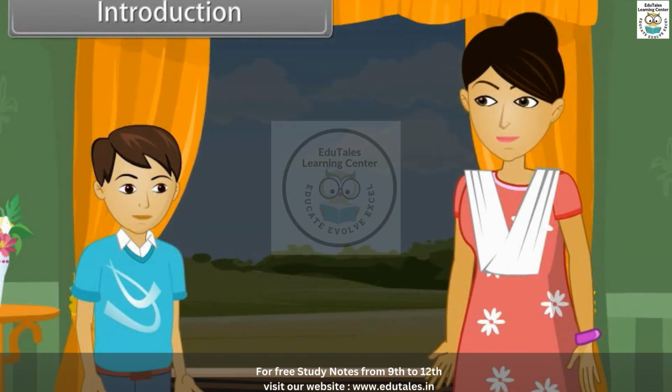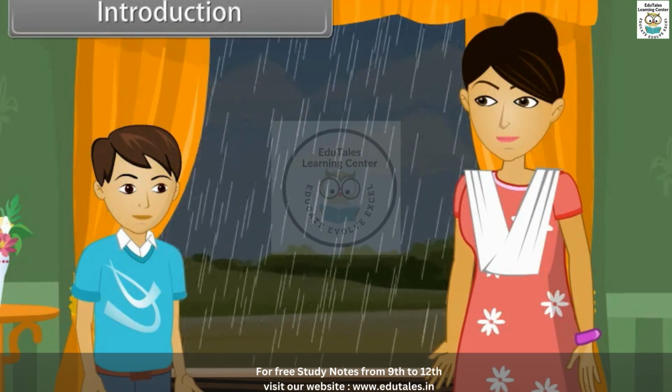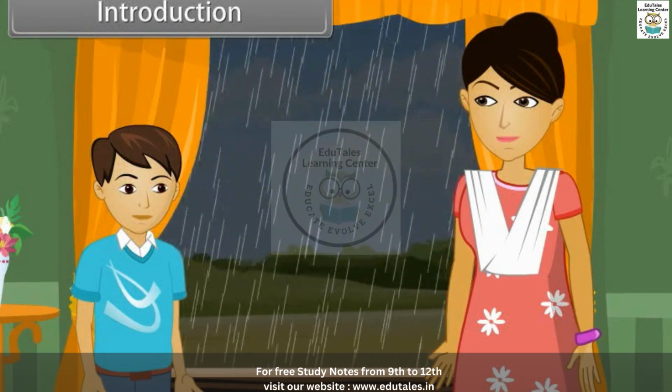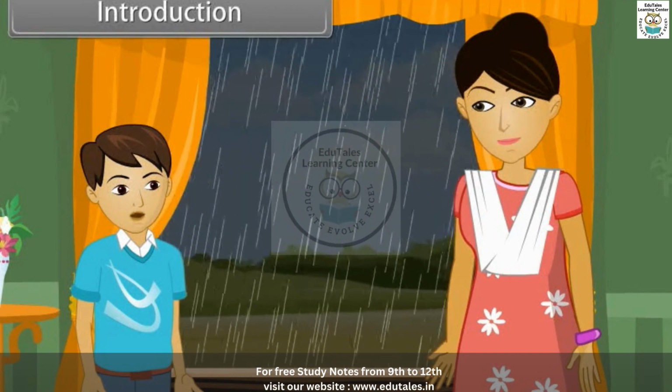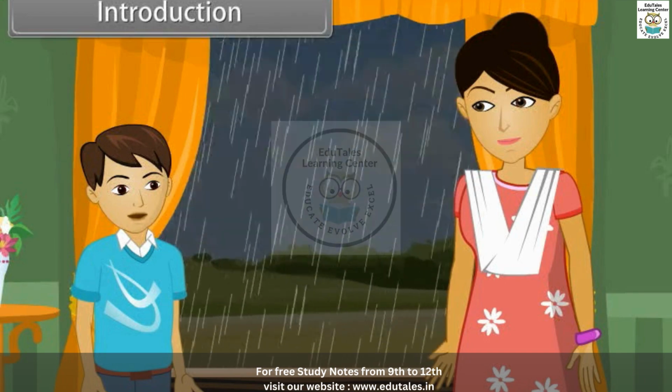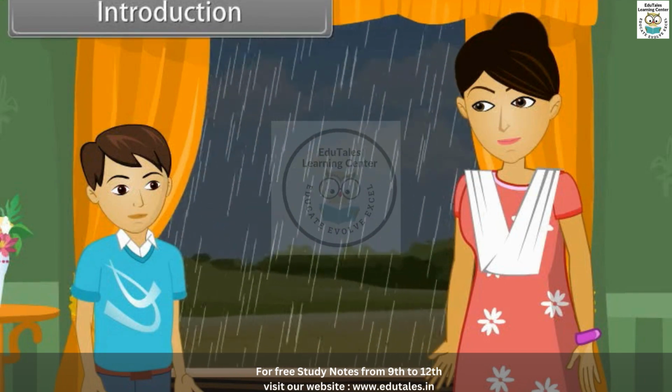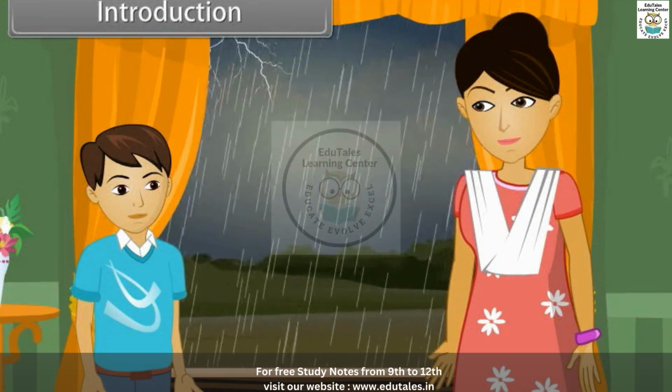Sumit and his mother are standing at the window and watching outside. The weather is looking good and there is a probability of first rain of the season. Suddenly, rain starts. Sumit requests his mother to let him go outside and enjoy the rain, but his mother didn't allow him to go outside in the rain.